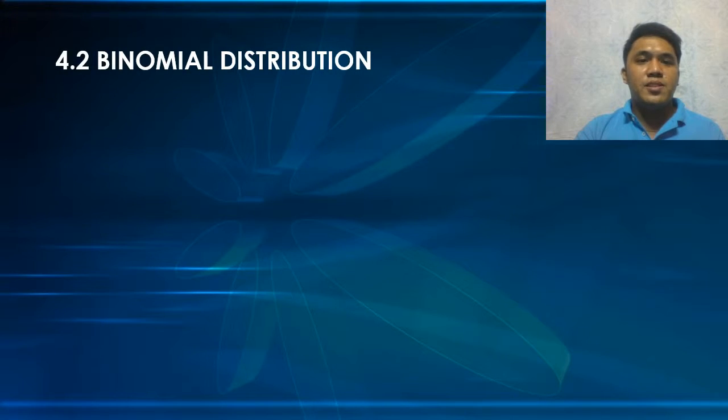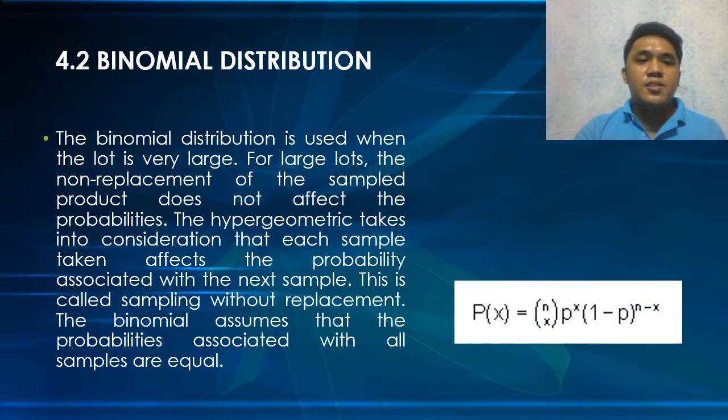Next is the binomial distribution. The binomial distribution is used when the lot is very large. For the large lots, the non-replacement of the sampled product does not affect the probabilities. The hypergeometric takes into consideration that each sample taken affects the probability associated with the next sample. This is called sampling without replacement. The binomial assumes that the probability associated with all samples are equal. On the right side shows the formula for the binomial distribution.